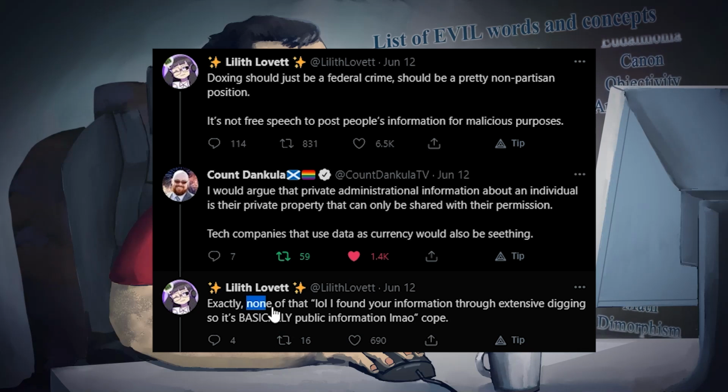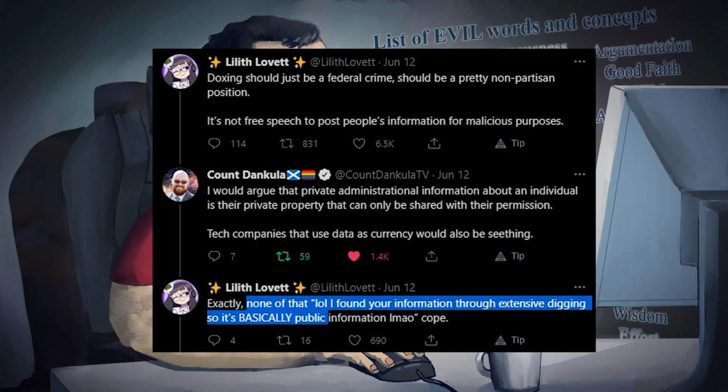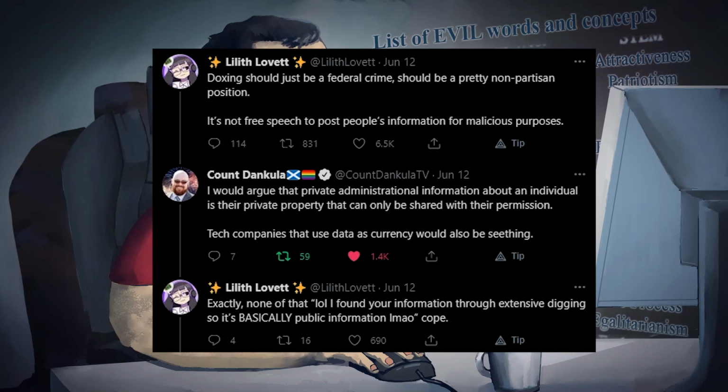She says, none of that LOL, I found your information through extensive digging, so it's basically public. I get what she's saying, but the problem with this point of view is that it completely disregards the fact that phone books used to be a thing. Now, for those of you Zoomers who don't know what a phone book is, back in the day, everybody's name, address, and phone number in your local area was listed in a phone book.